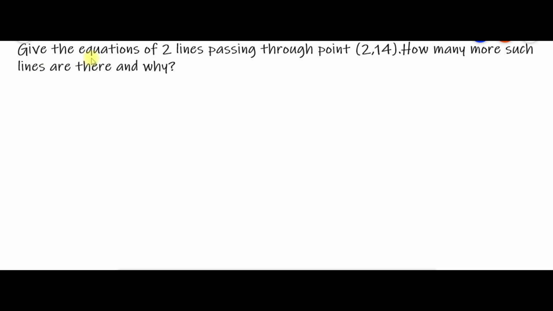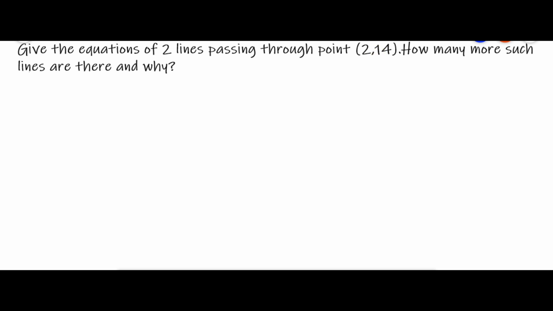Your second question, give the equations of two lines passing through point 2, 14. How many more such lines are there and why? So the point is given as 2, 14. You know that infinitely many lines can be drawn. So any linear equation which is satisfied by the point 2, 14 can be expressed in the form of ax plus by is equal to c.